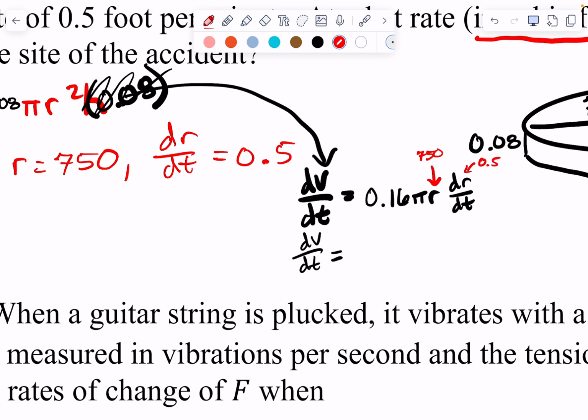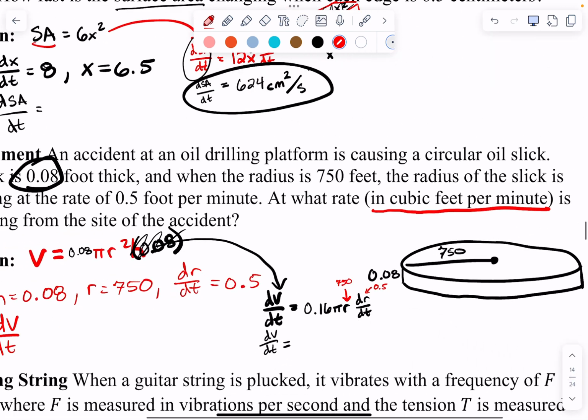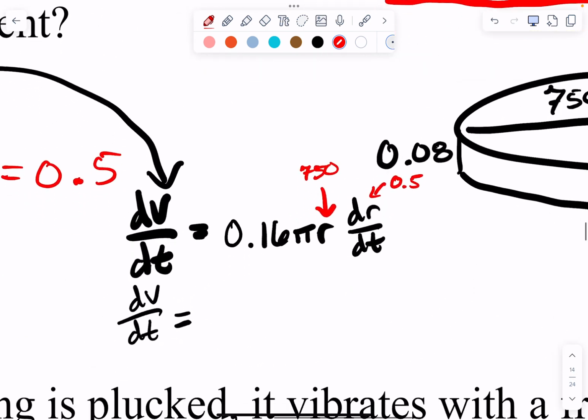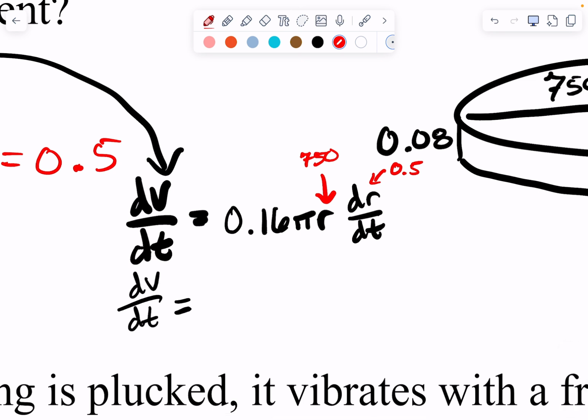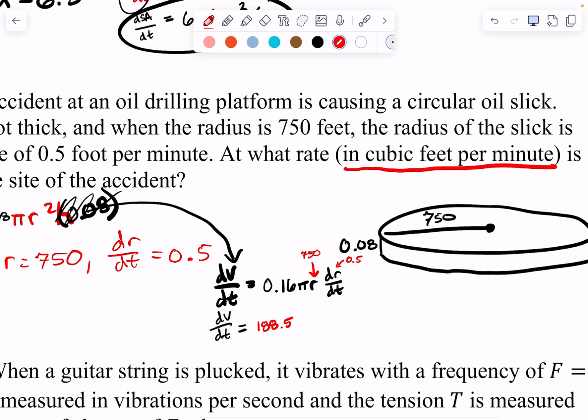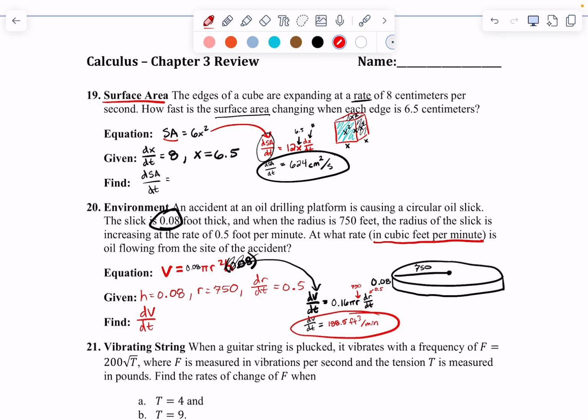Yeah, I think they are in feet. That's why it's 0.08 feet thick. That would be really mean if they did that to us. Okay, multiply. Half of 750 is 375. 375 times 0.16 times pi is 188.5. What per what? Cubic feet per minute. Perfect. That's the rate that the volume is changing.